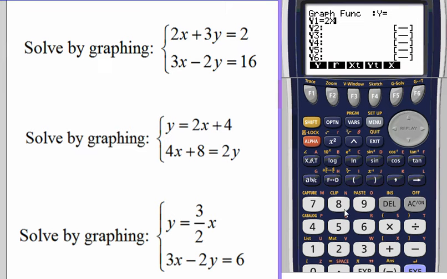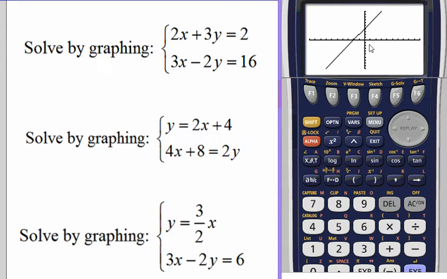First equation is 2x plus 4. The second equation, we get 4x plus 8 is 2y. So all I have to do is take the 4x plus 8 and divide it by 2. I'll regraph those. I only see one line. Watch this. I hit G-solve intersect. It actually tells me there's an answer at -10, -16. But if I keep moving, there's infinite answers.